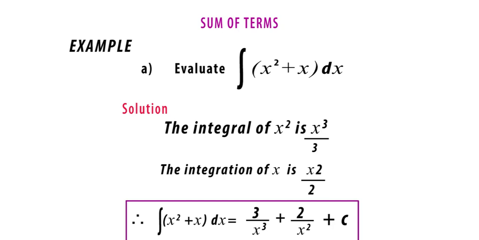We are going to integrate each term separately. So the integral of x squared is x cubed divided by 3. And the integral of x is x squared divided by 2. Therefore, the integral of x squared plus x dx is equal to x cubed divided by 3 plus x squared divided by 2 plus c, where c is your constant of integration.